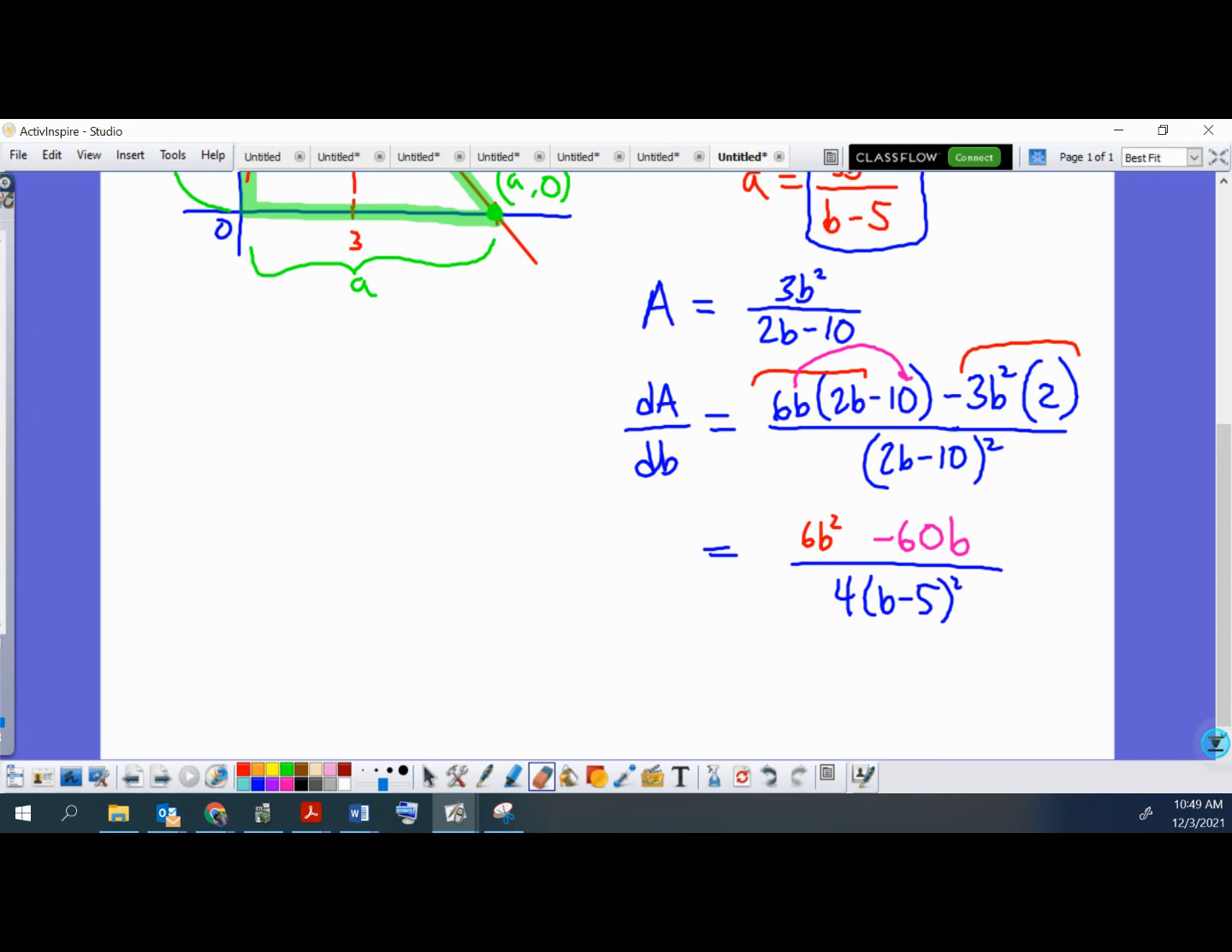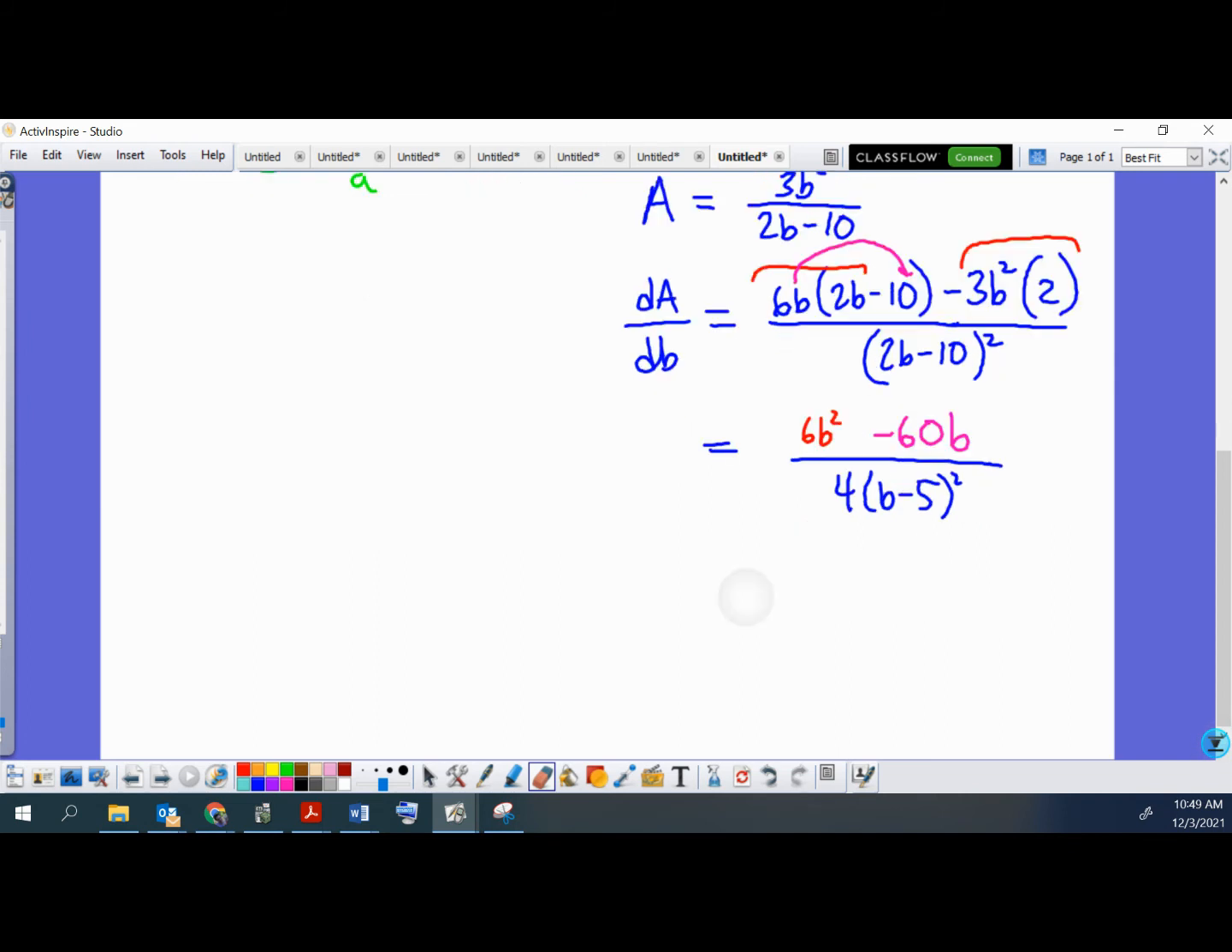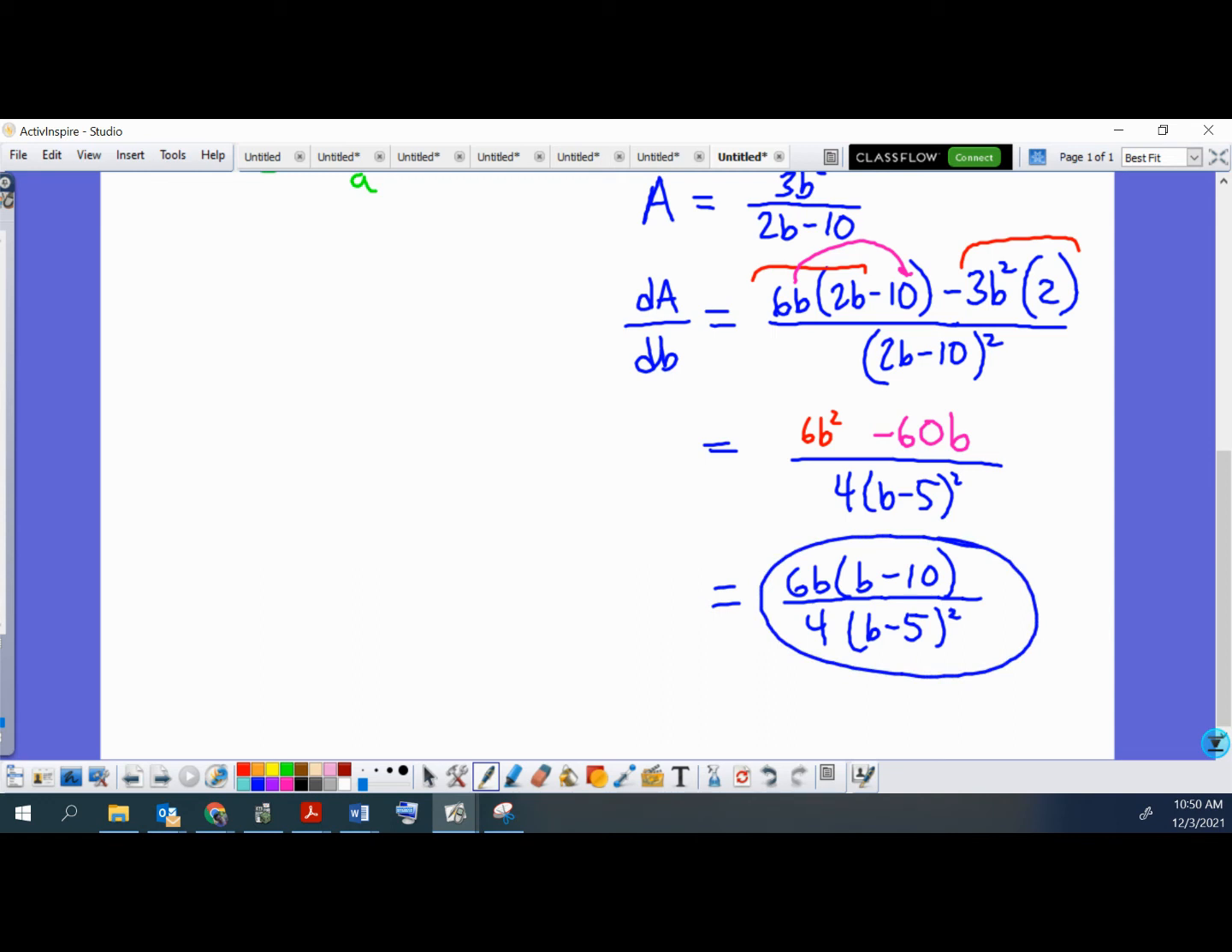And now I can factor out on top, equals 6b and then b minus 10 on top divided by, again, that 4 times b minus 5 quantity squared. All right, the 6 and the 4 reduce to 3/2 if you want, but I don't really need to do that because all I really want is where dA/db is going to give us critical numbers for the area, which means where this derivative either equals 0 or does not exist.